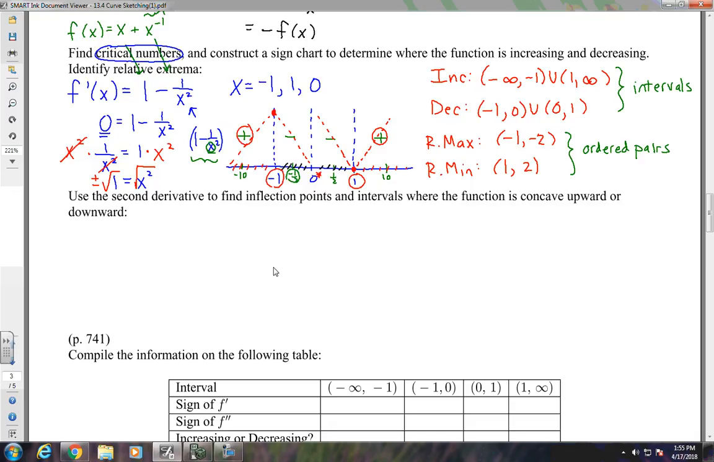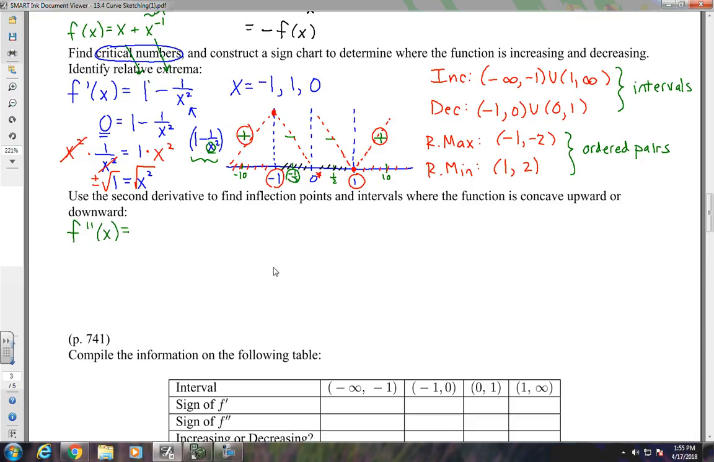But we not only want to know where it is increasing, decreasing, where the maximums and minimums are, but we want to know how it bends as it's increasing and decreasing. And that's what we're going to use our second derivative for. Everything that we're going to do with the second derivative is going to feel like what we just did with the first derivative. It's only the conclusions that are going to be different. So to work on this one, we need to find our second derivative.